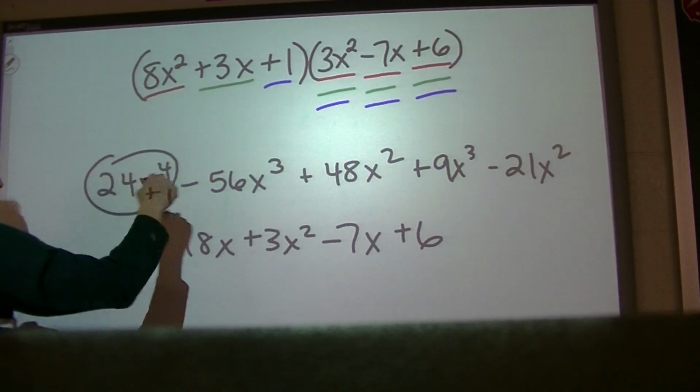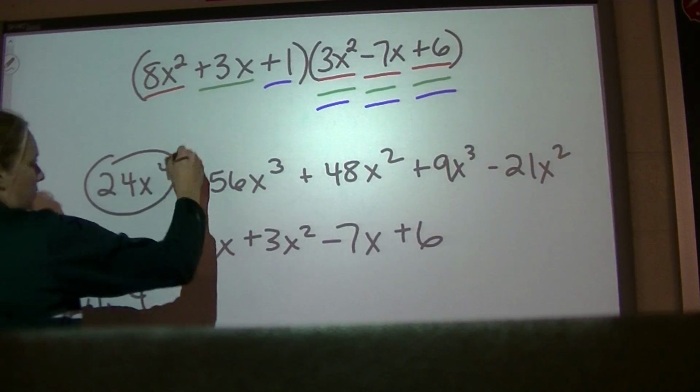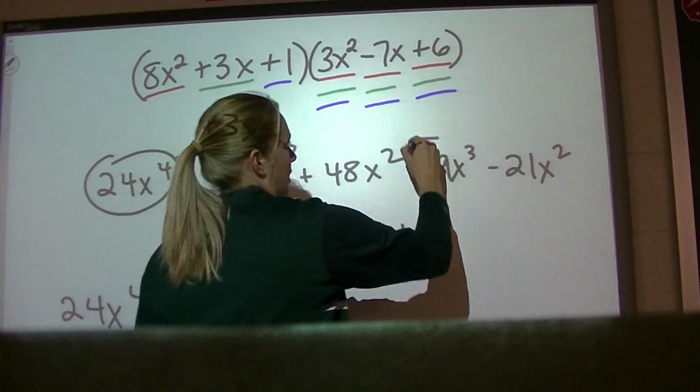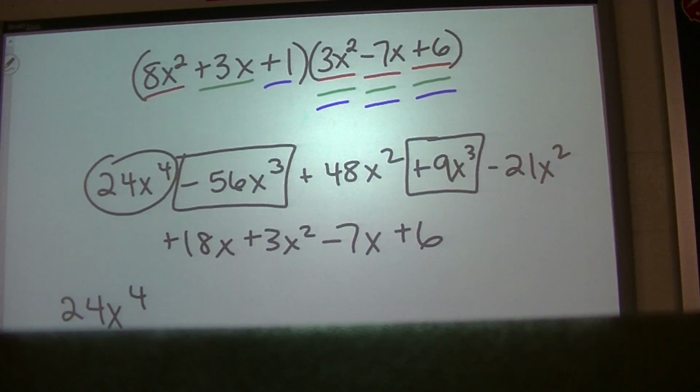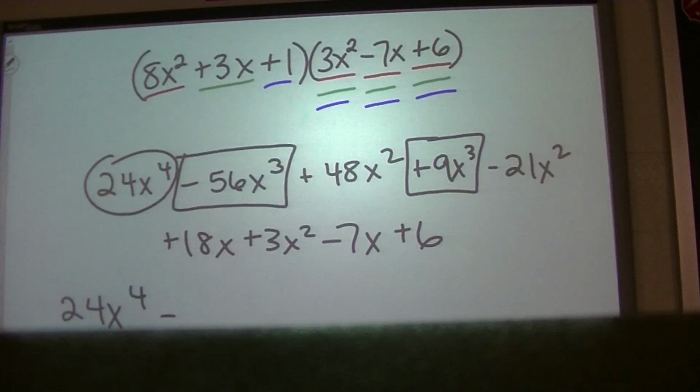So we have 24x to the fourth. Notice there's nothing else with an x to the fourth. And then we need to combine our x cubes. So there's a negative 56x cubed. There's a 9x cubed. So negative 56x cubed plus 9x cubed is negative 47. Oh, my board just froze. So that's going to be negative 47x cubed.